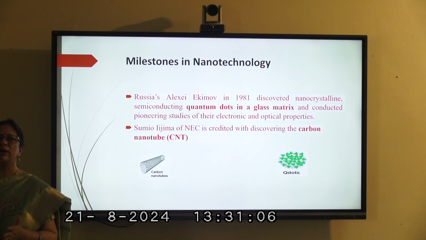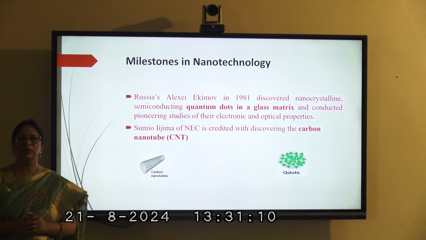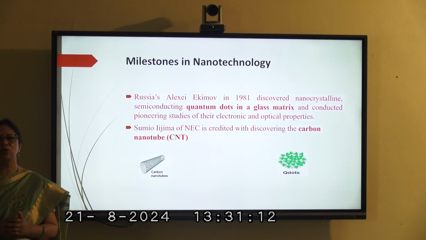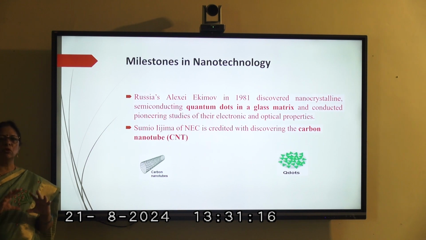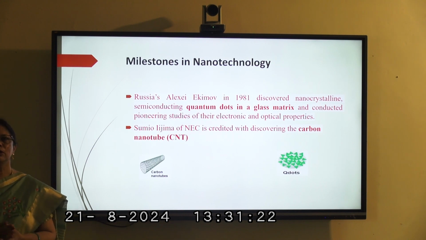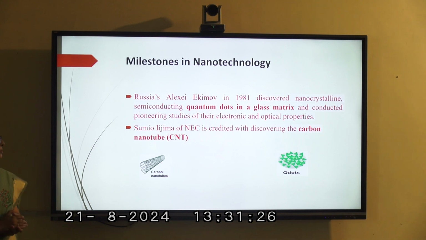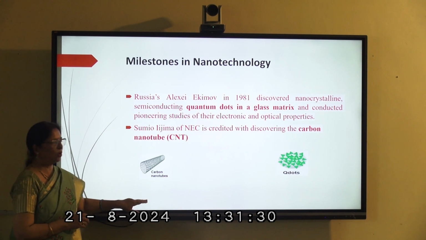Here I will just give you an idea that nanomaterials can be divided into groups: carbon-based nanomaterials, which means carbon nanotubes and buckyballs, which are totally composed of carbon atoms. Then there are metal nanomaterials, which involve gold nanomaterials and silver nanoparticles, and there are dendrimers and inorganic nanoparticles.